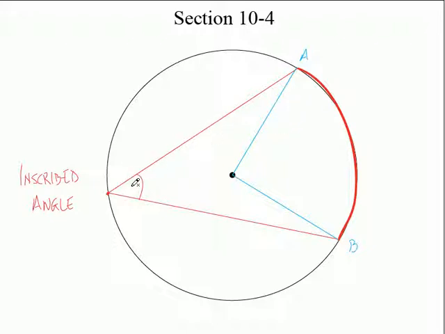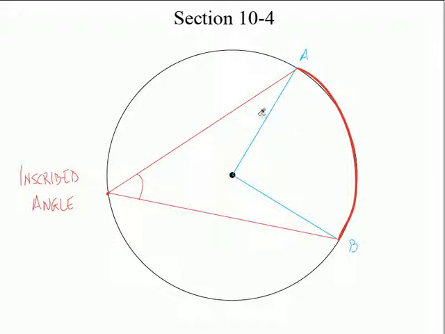So it's going to be exactly half of this arc. Now, you couldn't just look at it and say, oh yeah, I know that's half. I mean, it might look like it. If you look at this angle right here, you could compare them and figure out that, yeah, it is half of this.